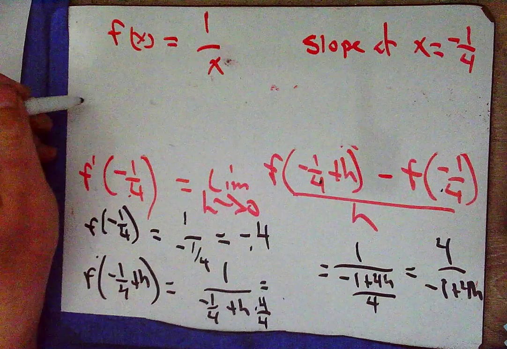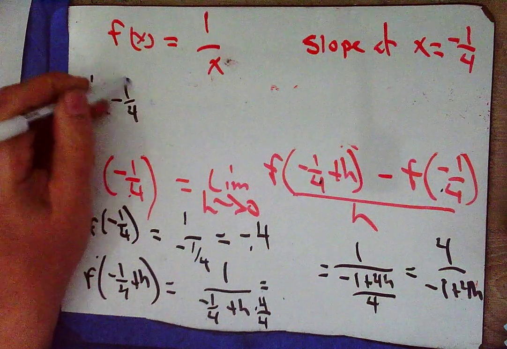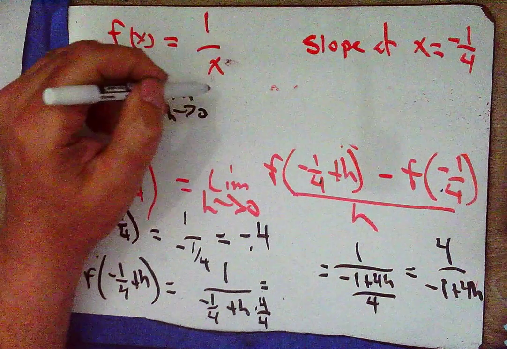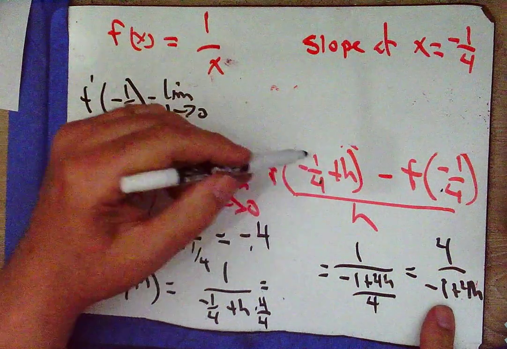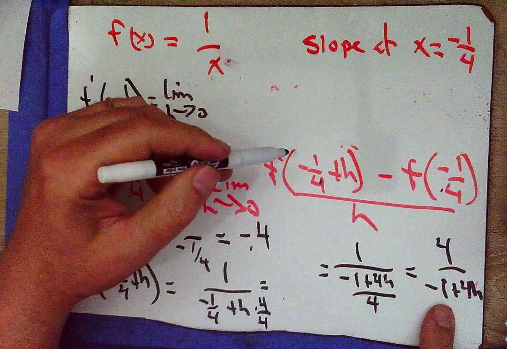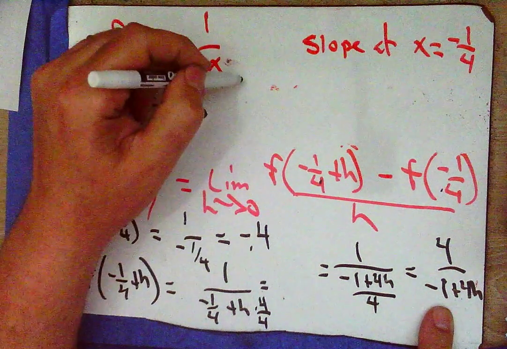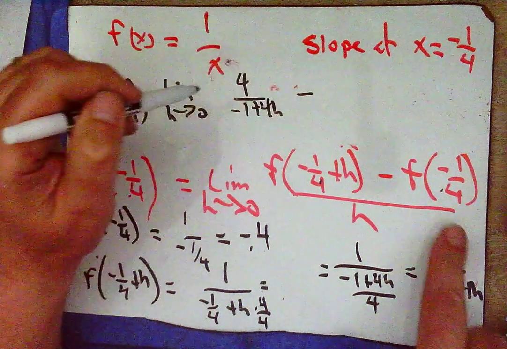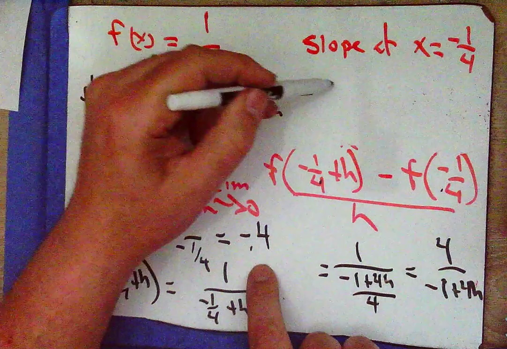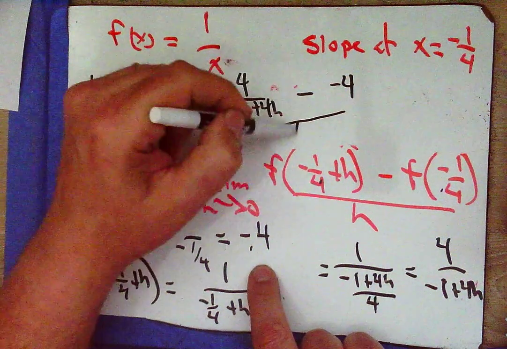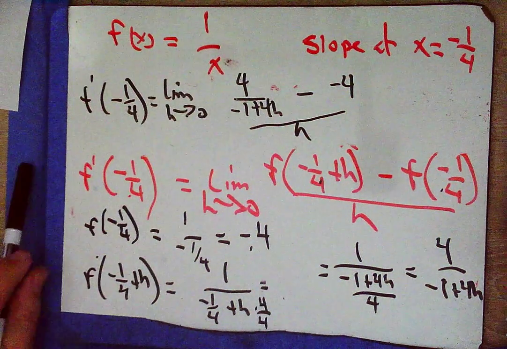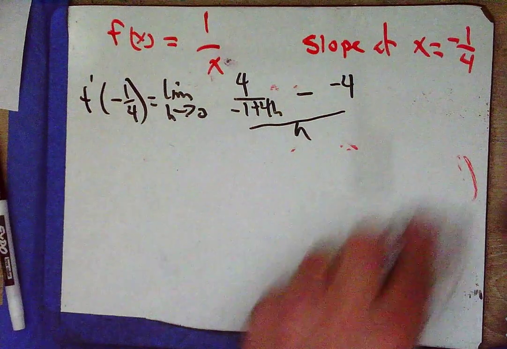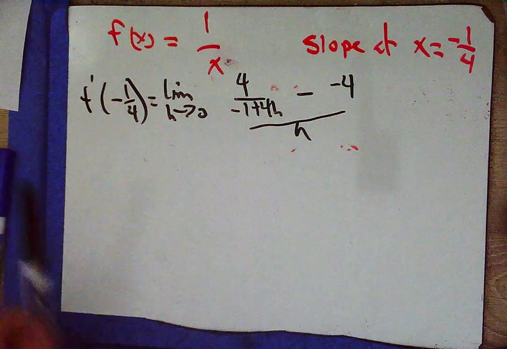So f prime of negative 1/4 is going to be the limit as h heads to 0 of f of negative 1/4 plus h, which is 4 over negative 1 plus 4h, minus f of negative 1/4, which is negative 4, all over h. Ew. Now I know why we spent time working with complex fractions last year in pre-cal.